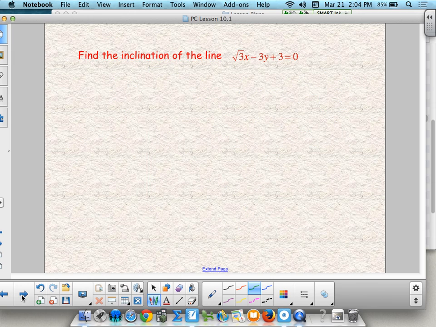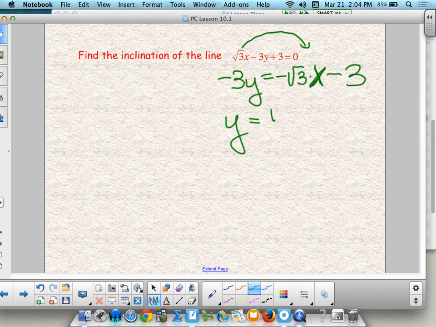Okay, we've got a funny looking equation here. Let's solve for y quick. Negative 3y. Push this over. Negative square root of 3 times x. The x is not inside the radical. Minus 3. Divide by negative 3 and you end up with this over this. And divide by negative 3, you'd end up with plus 1.